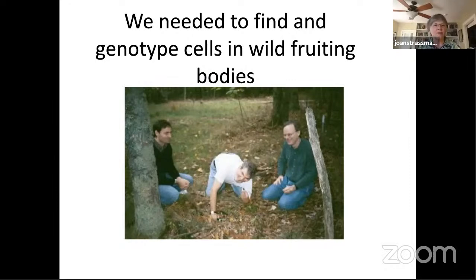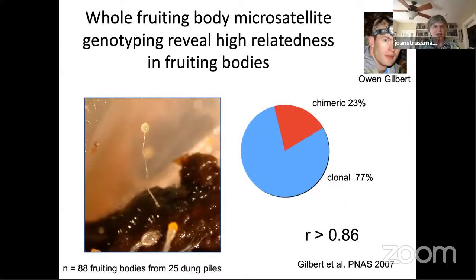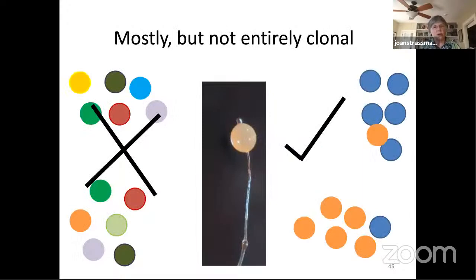And indeed, we did find wild fruiting bodies, though we were told it would be impossible. We knew where to look: where there might have been tons of bacteria, but were no more, which was deer droppings of a certain age. We found lots of these, and grad student Owen Gilbert picked up 88 fruiting bodies from 25 dung piles and found that overall they were clonal. There were some chimeras, but overall they were clonal, and relatedness could be estimated as about 0.86, or very high. So they're mostly, but not entirely, clonal. So that answers that question.